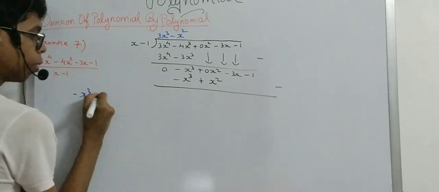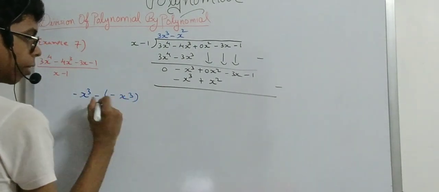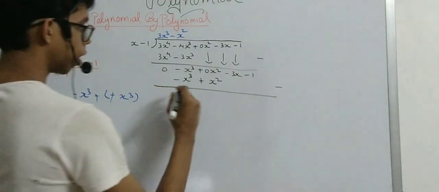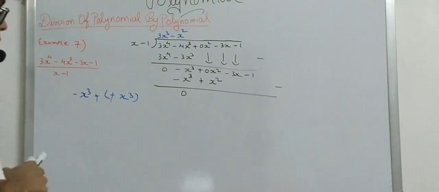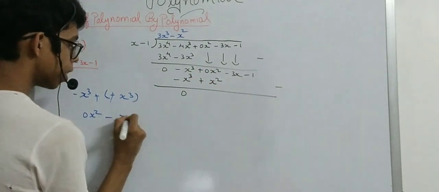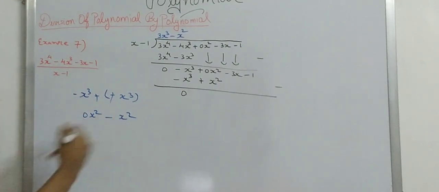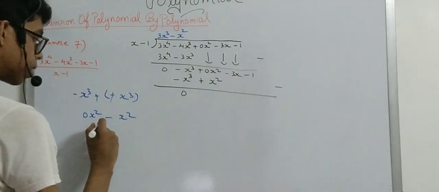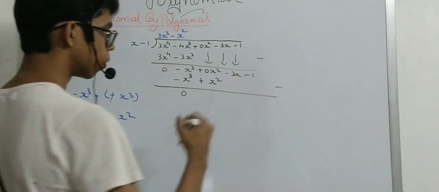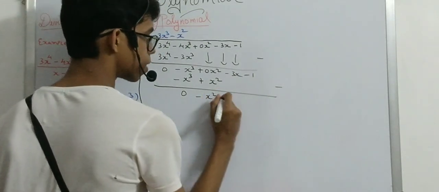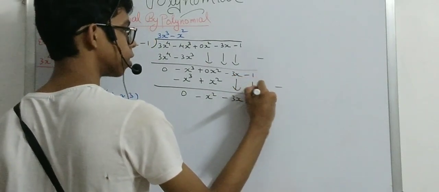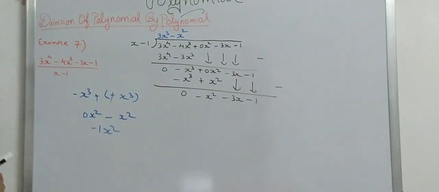So minus x cube minus of minus x cube. When you do, these two become plus and you will be getting a 0 over here. Now the next one, if you see 0x square, so 0x square minus x square. So any 0 minus 1 is what? Minus x square itself. So that minus x square I can write over here, minus x square minus 3x minus 1. This term and this term I am copying down as it is.